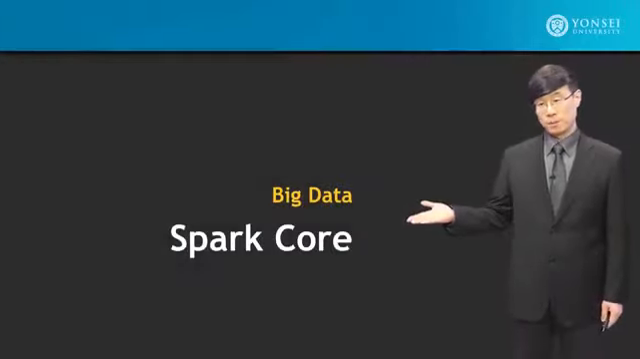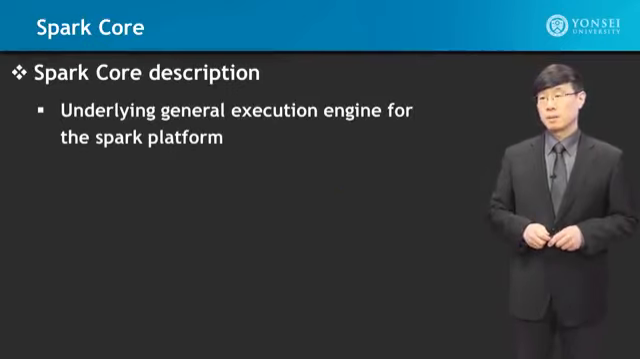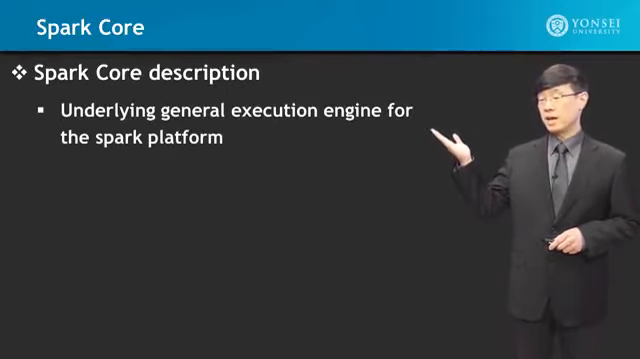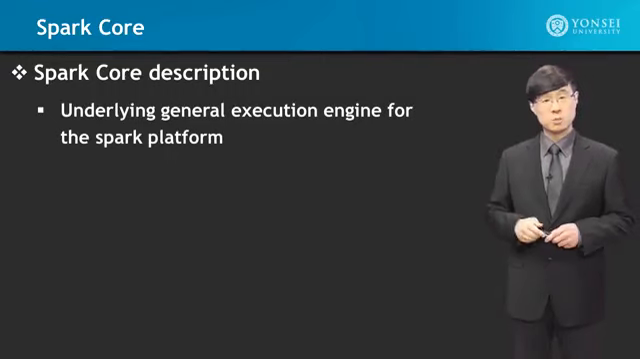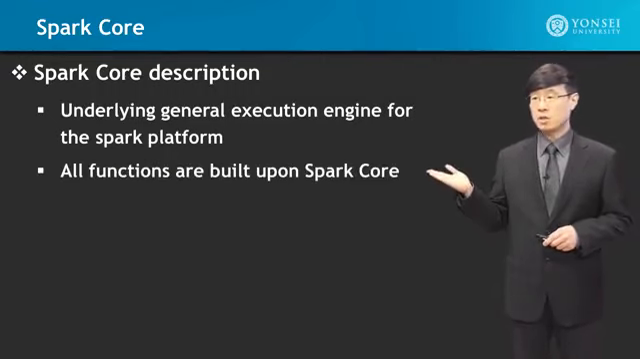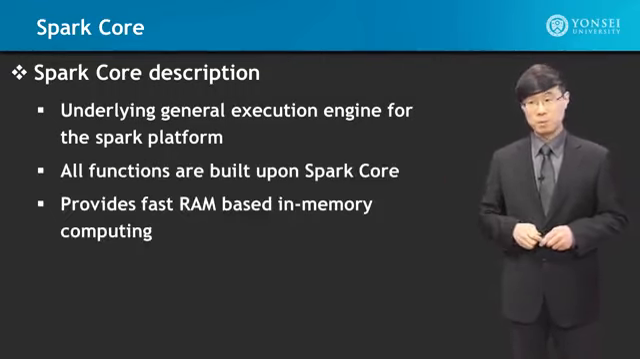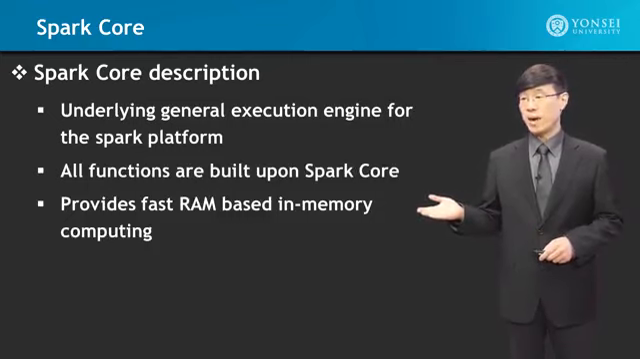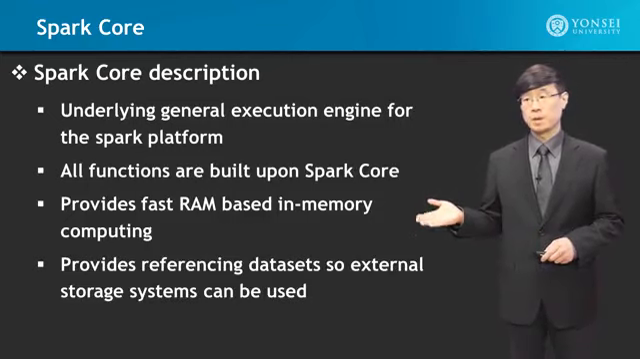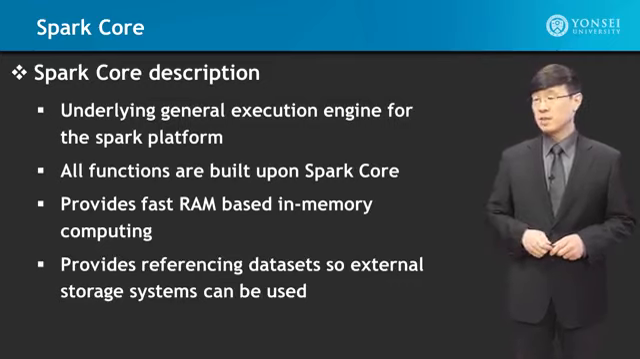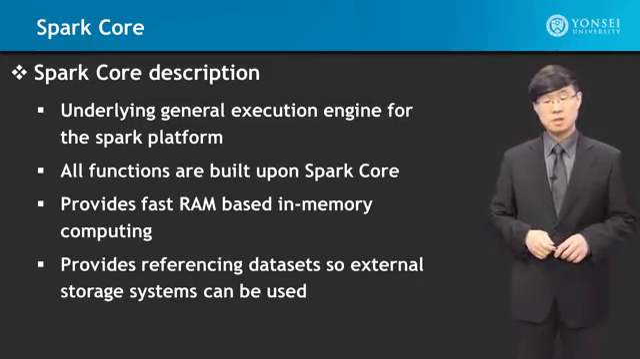The Spark core. The Spark core is an underlying general execution engine for the Spark platform. All functions are built upon the Spark core, and it provides fast RAM-based in-memory computing, and provides referencing datasets so external storage systems can be used.